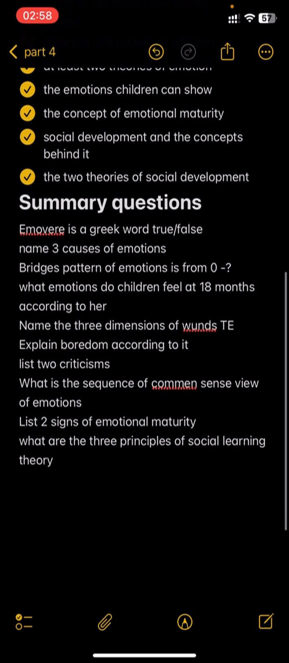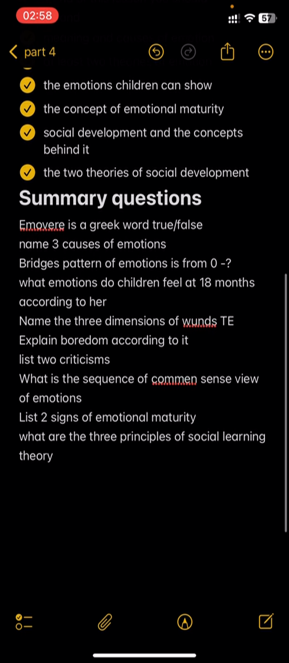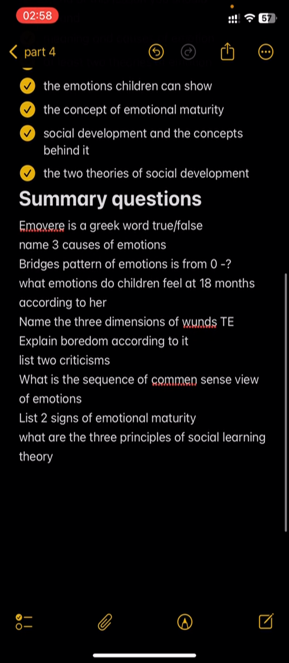Name the three dimensions of Wundt's tri-dimensional theory of emotions. The first one is pleasantness and unpleasantness. The next one is tension and relaxation. The next one is excitement and depression.